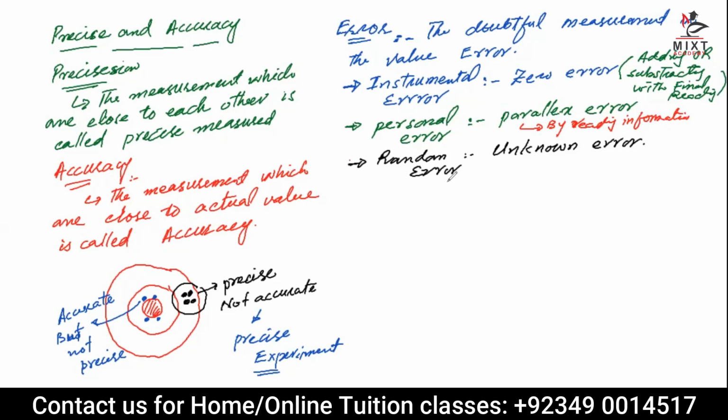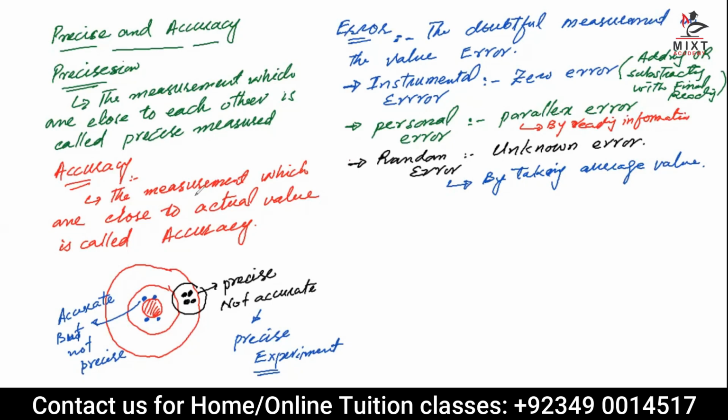But how can you remove the random error? By repeating the experiment, by taking the average of the values. Because we don't know about that error, that's why we have to take the average of those values. Have you noted that? Yes, I did.